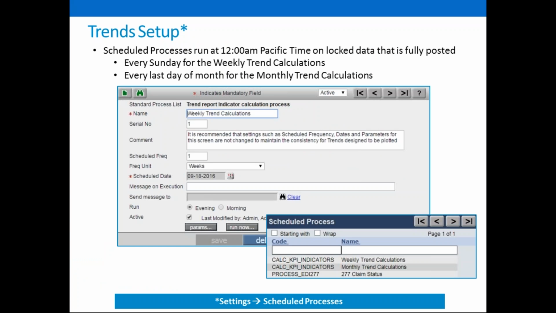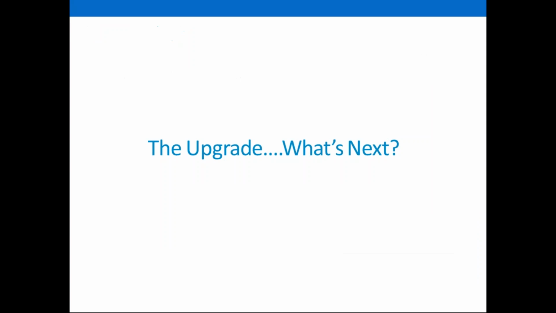And then the setup, now this is going to be hard-coded when you get the upgrade. So this screen is being presented informationally. Your trends are set to run every Sunday at midnight Pacific time for weekly calculations, and every last day of the month at midnight Pacific time for monthly calculations. And again, this is just automatic once the upgrade exists in your practice. So you don't need to worry about it. It's just going to calculate the data in the background so that if you run the report, you can get it.